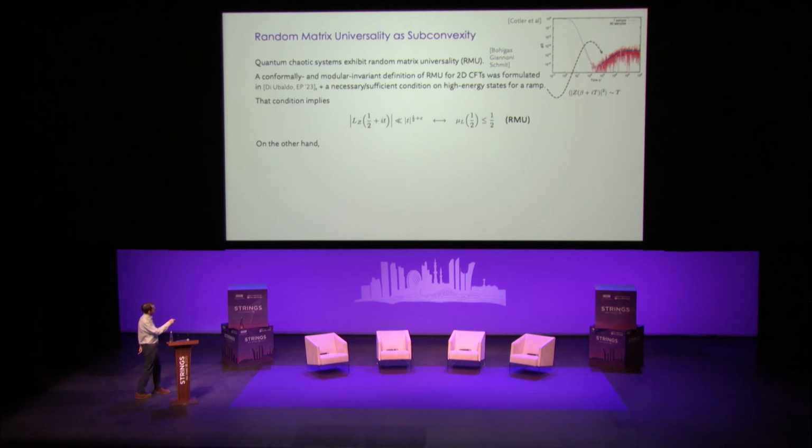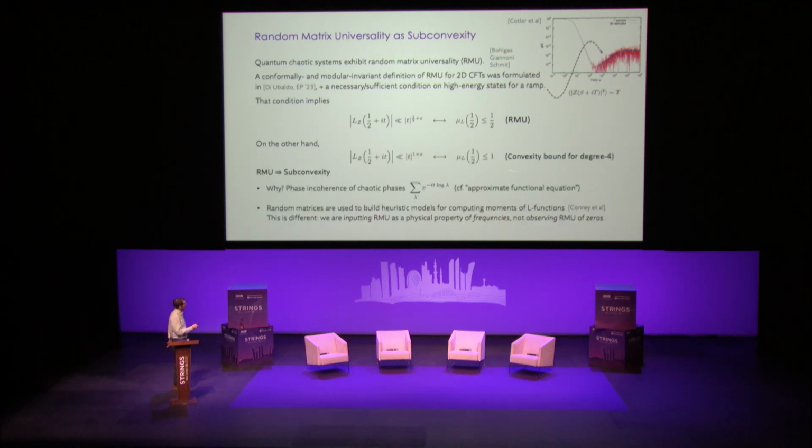the amplitude of the L-function is bounded above by root t, or t to the 1/2 plus epsilon, where that accounts for possible logs. On the other hand, what is the convexity bound for degree 4 L-functions? It's 1. So random matrix universality of the CFT is subconvexity of this L-function, which I find very appealing.